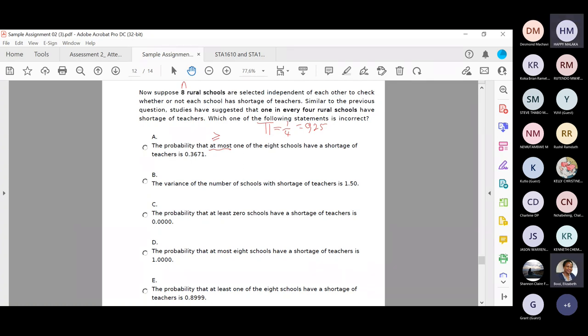So what is the, no, didn't you say it's less than? And then at least is greater than? At most is less than or equals to? Ah, you are so awake at 8:10.